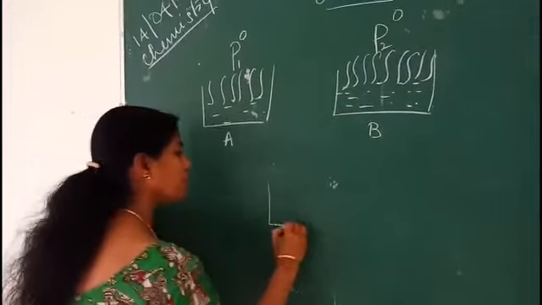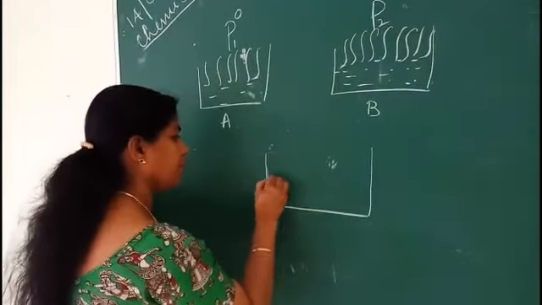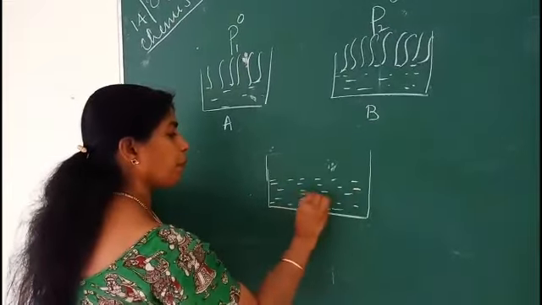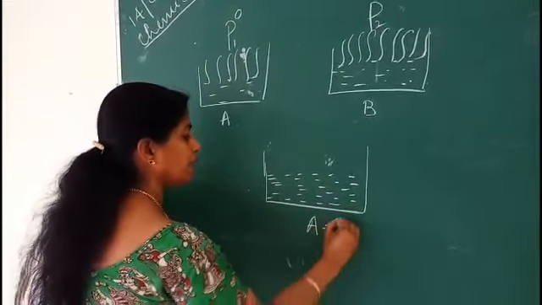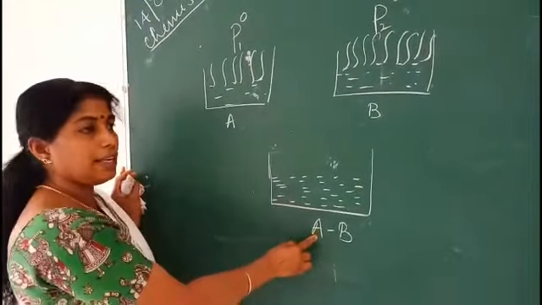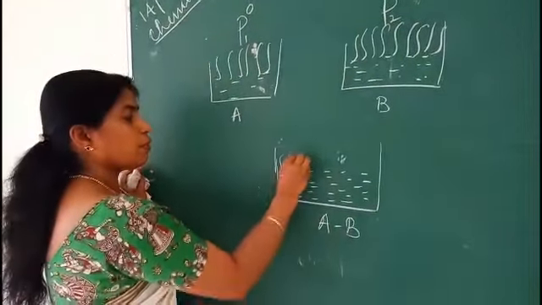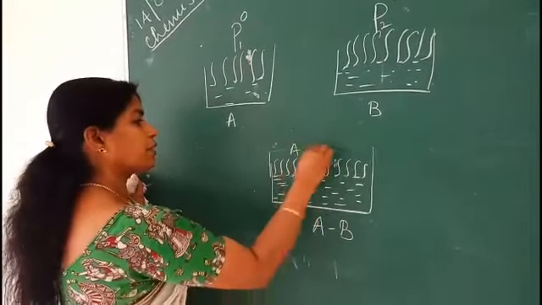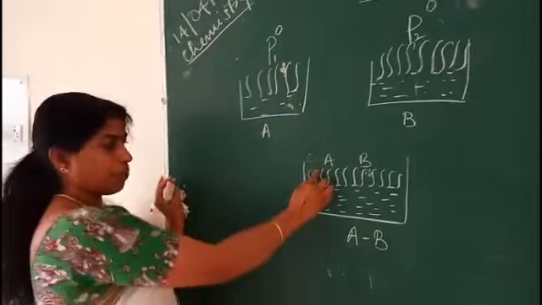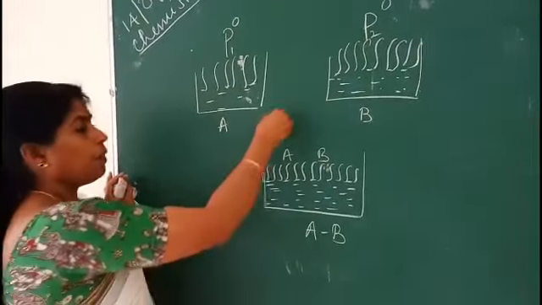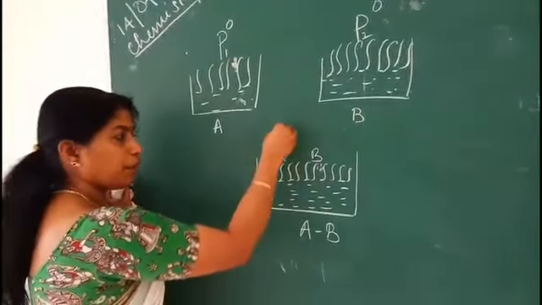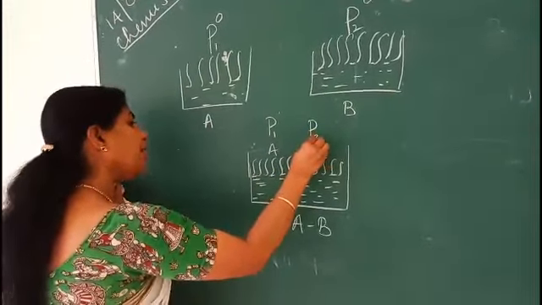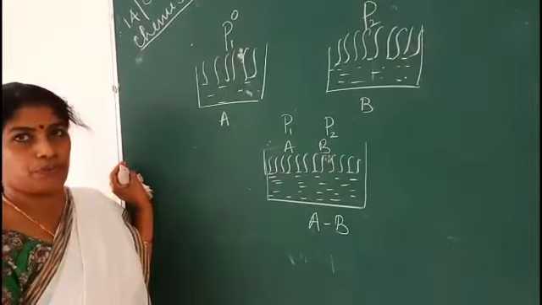Now we are going to mix these two liquids together. So now we got a solution, that is AB. So this is solution AB. Now on the surface of this solution there are vapors of A and vapors of B. The pressure exerted by vapors of A is P1 and the pressure exerted by vapors of B is P2.